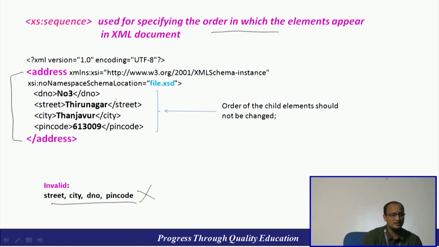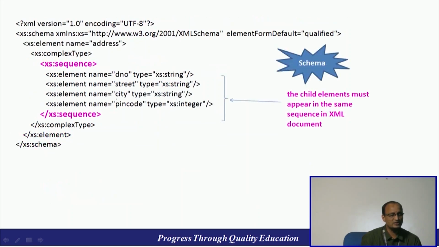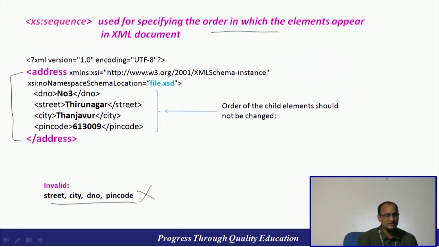But as per our schema definitions, look at this. xs:element is address, it is complex type. I have gone for sequence. I should maintain door number first, street second, city third and pin code fourth. Only in the fourth place has it been given, so this document is valid. Otherwise, the XML document is invalid. If I change the order, then it becomes invalid. That's all about xs:all, choice, sequence.